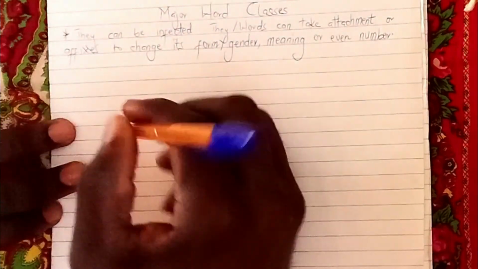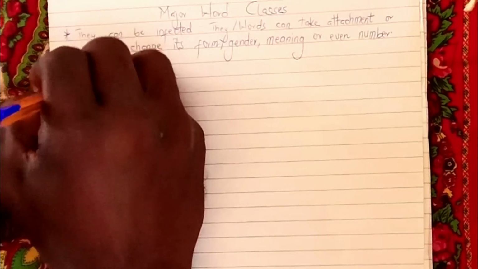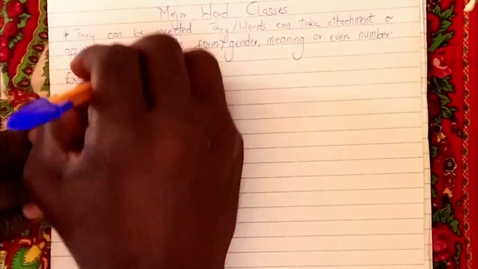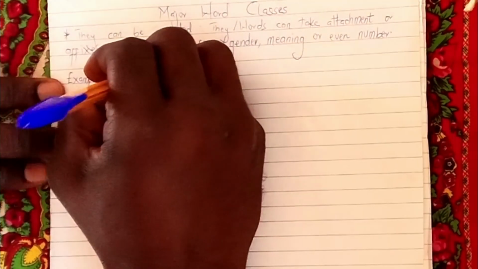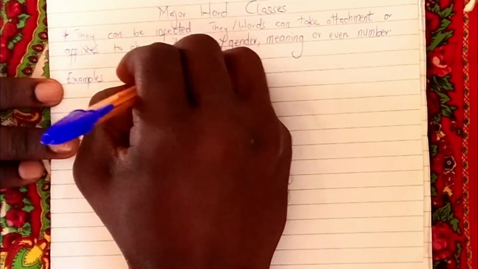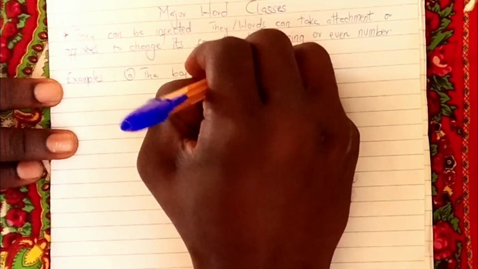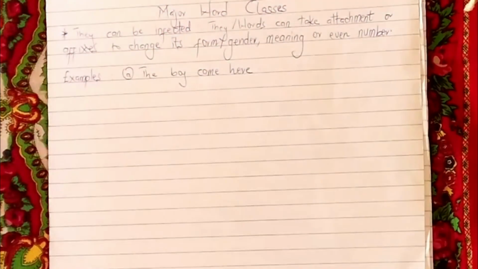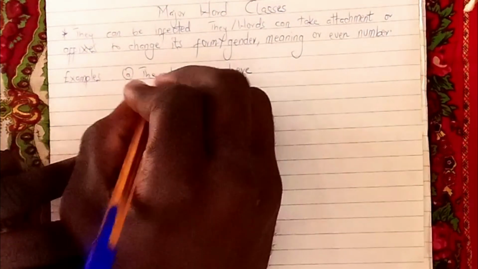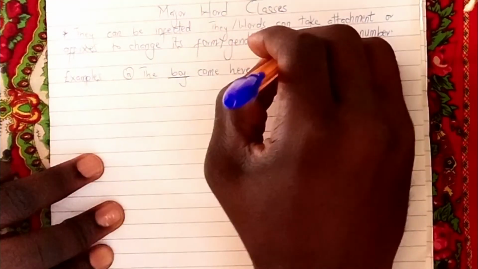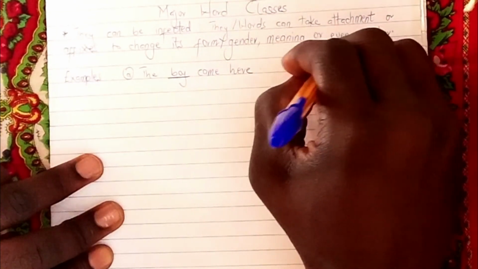Okay, so let's take some examples to better our understanding. We have example A: the boy came here. So example A, the boy came here. In example A, we see boy as a singular noun.